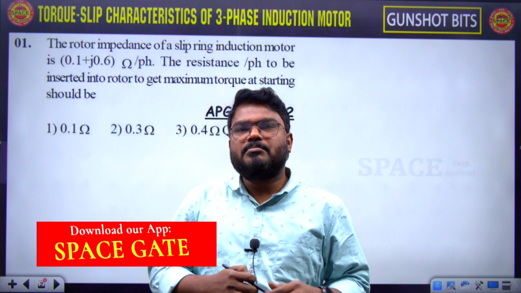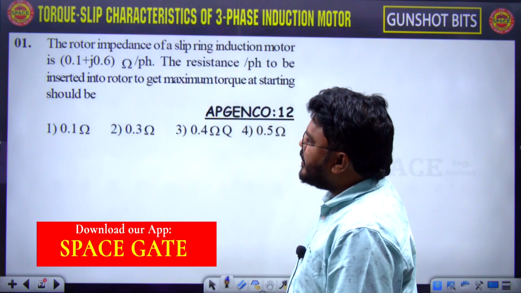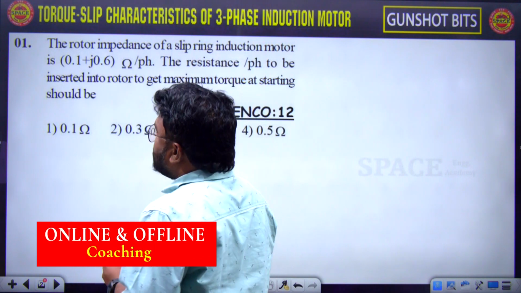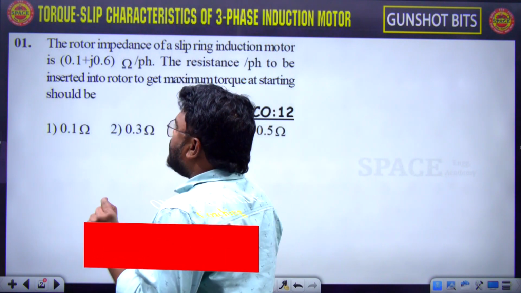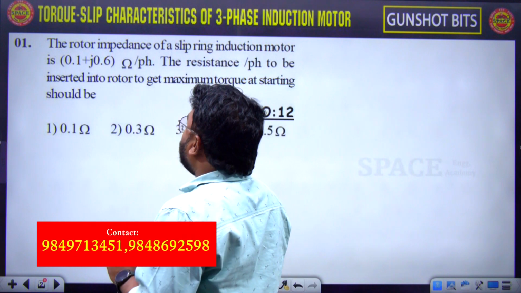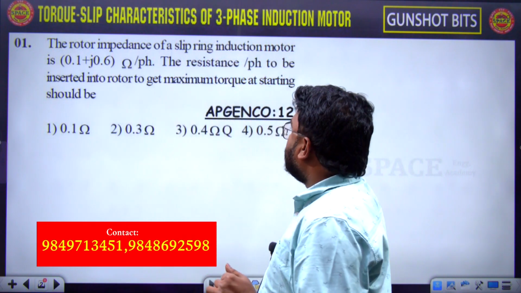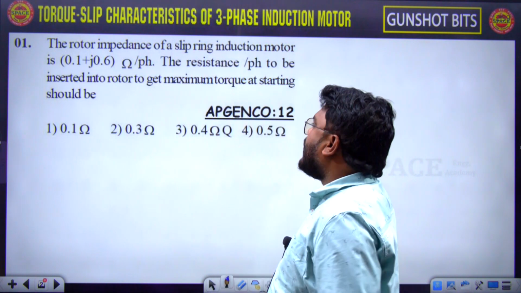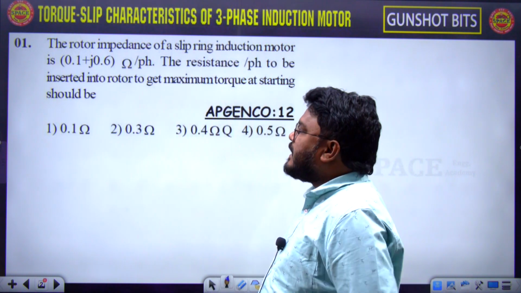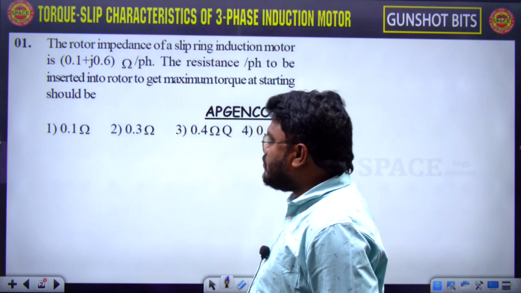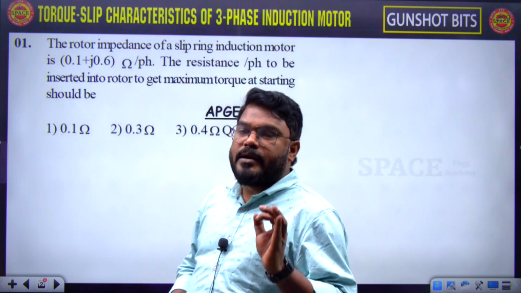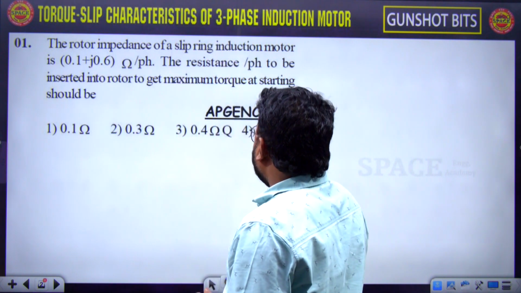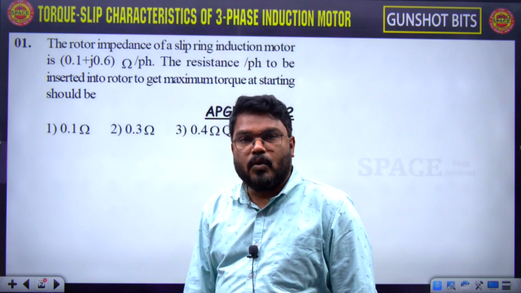Let us start from question number 1. The rotor impedance of a slip ring induction motor is 0.1 + j0.6 ohms per phase. The resistance per phase to be inserted into the rotor to get the maximum torque at the time of starting should be: option 1, 0.1 ohm; 0.3 ohms; 0.4 ohms; and 0.5 ohms.